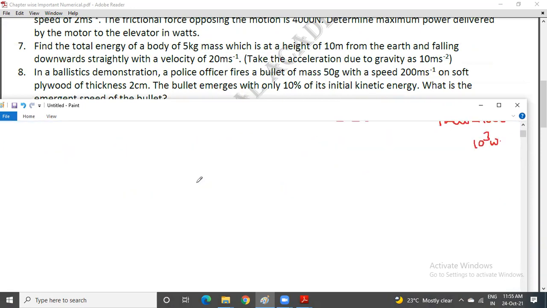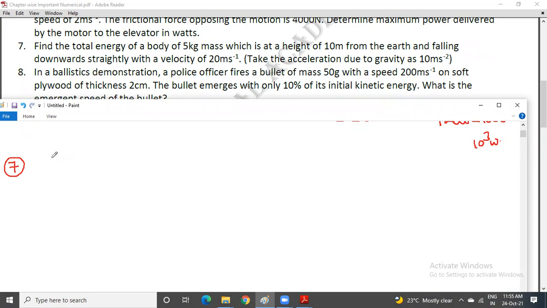Question number 7. Find the total energy of a body of 5 kg mass, which is at a height of 10 meters from the earth and falling downwards straight with a velocity of 20 meter per second. Take acceleration due to gravity as 10 meter per second square.